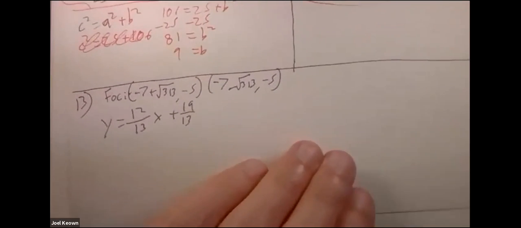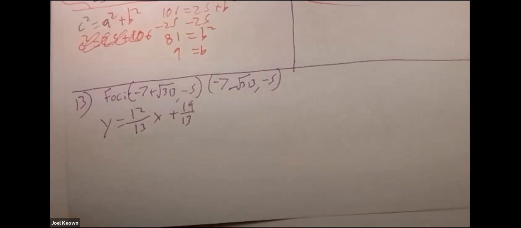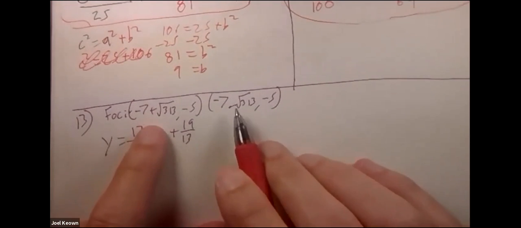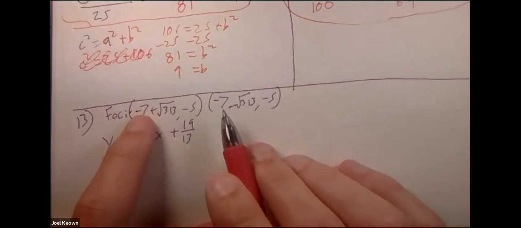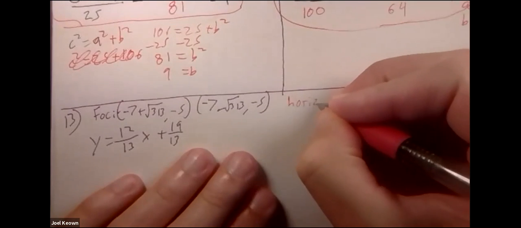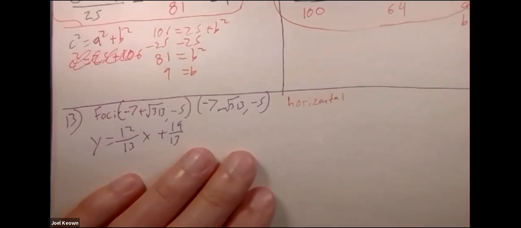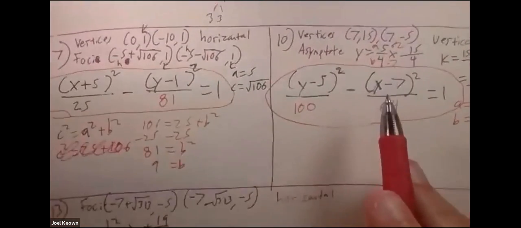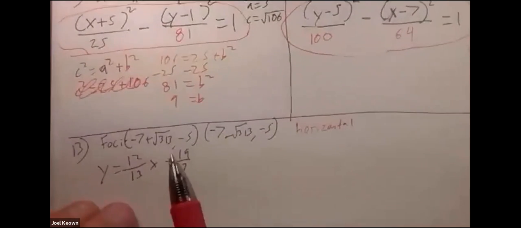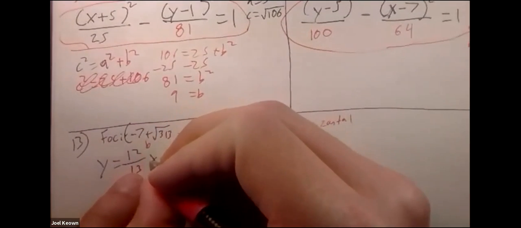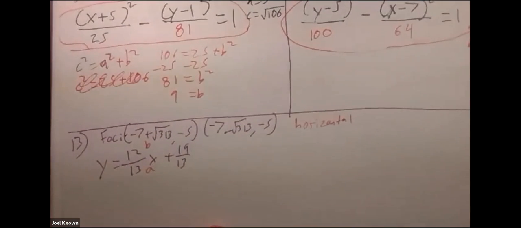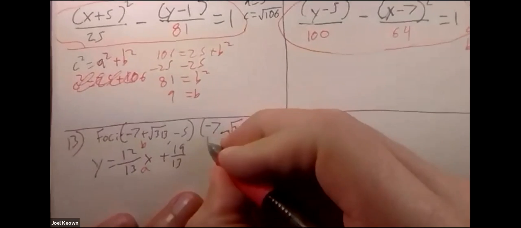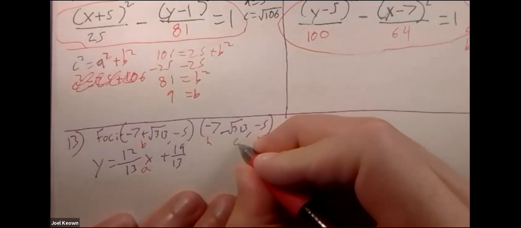All right. Move on to the last one, number 13. Okay. Let's see what they give me. So they give me the foci. I see the X values changing. So this one is horizontal. Looking at my asymptotes, because it's horizontal, not vertical like this one was, this is B over A. I know this is my H, this is my K, and that's my C.